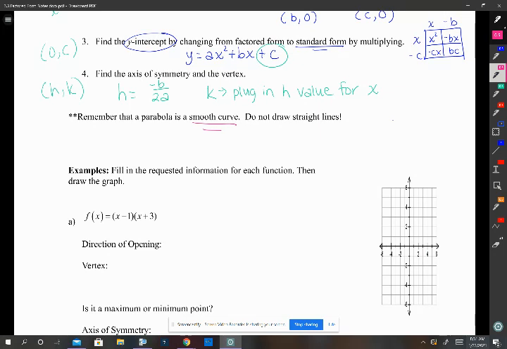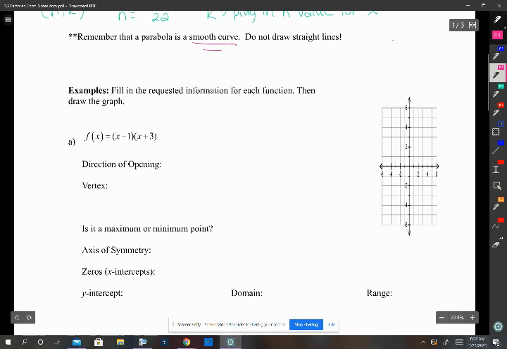So for the first example, let's get going on it. It says the direction of the opening. So that's the first step. Does it open up or down? There's not an A value in front. So that means there's really a 1. So it's going to open up.